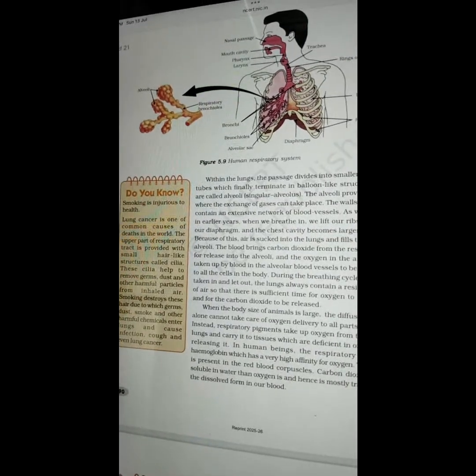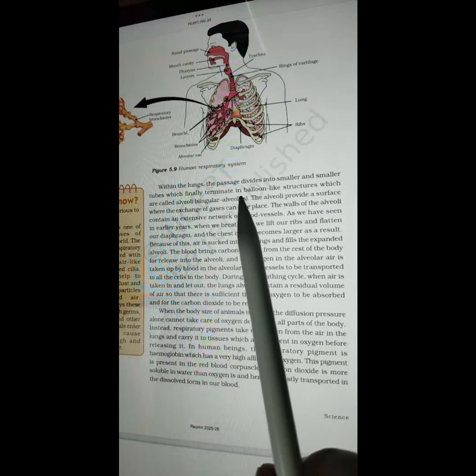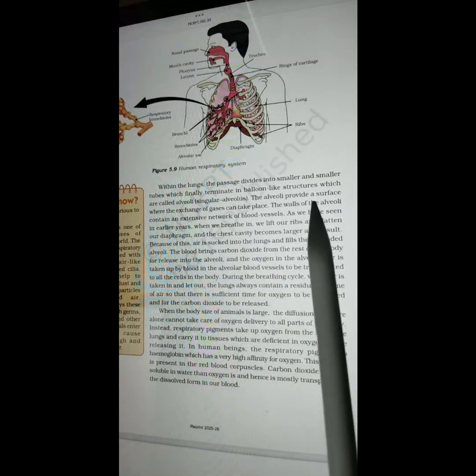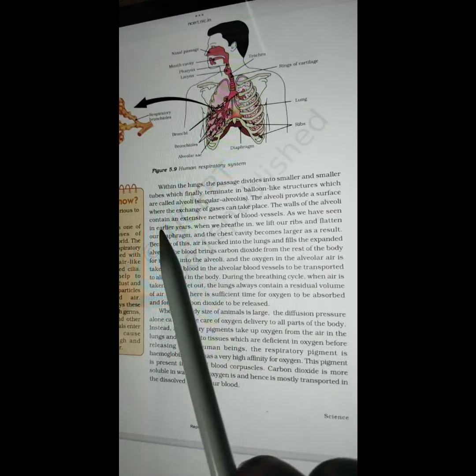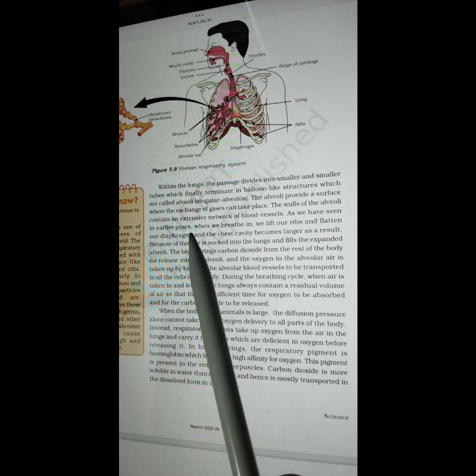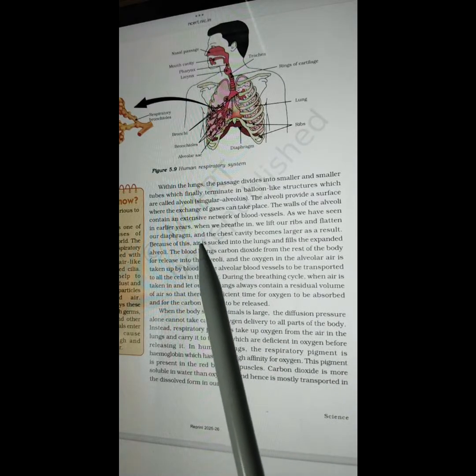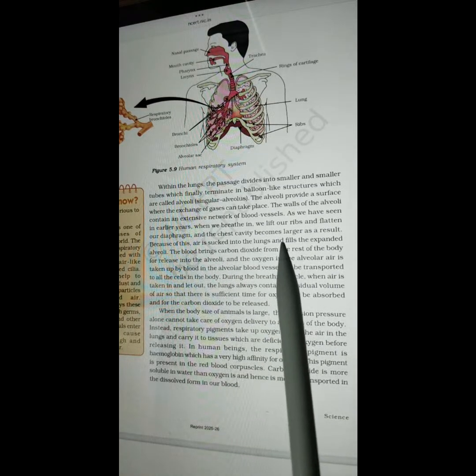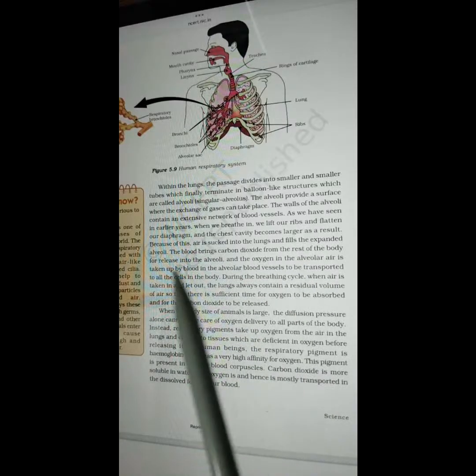Next page, where the respiratory system of human beings has been given to you. Within the lungs, the passage divides into smaller and smaller tubes, which finally terminate in balloon-like structures called alveoli, singular alveolus. The alveoli provide a surface where the exchange of gases can take place. The walls of the alveoli contain an extensive network of blood vessels. As we have seen in earlier years, when we breathe in, we lift our ribs and flatten our diaphragm, and the chest cavity becomes larger as a result. Because of this, air is sucked into the lungs and fills the expanded alveoli.